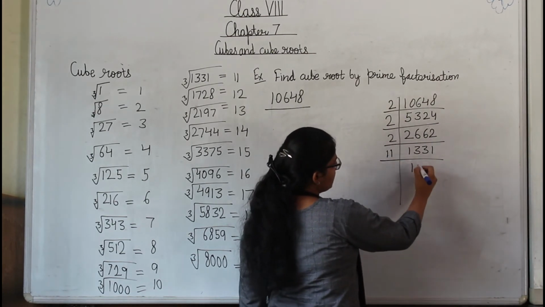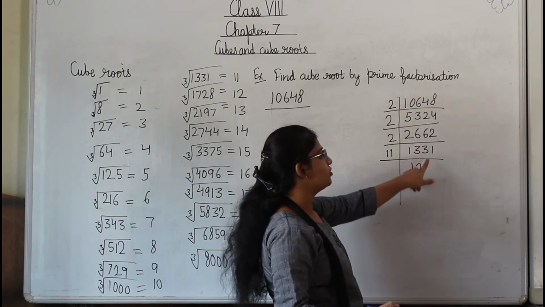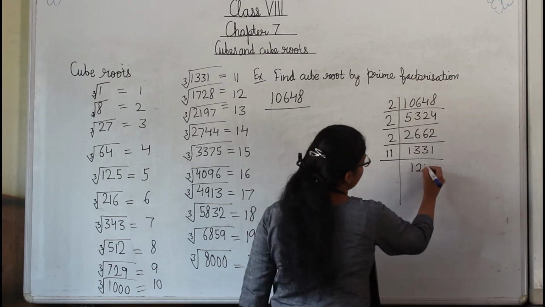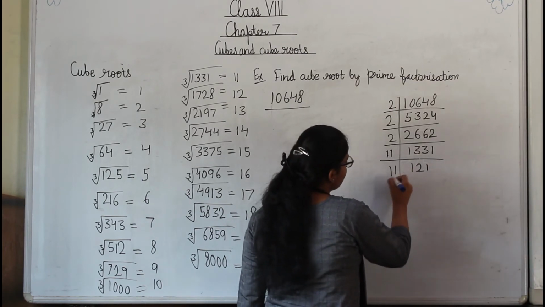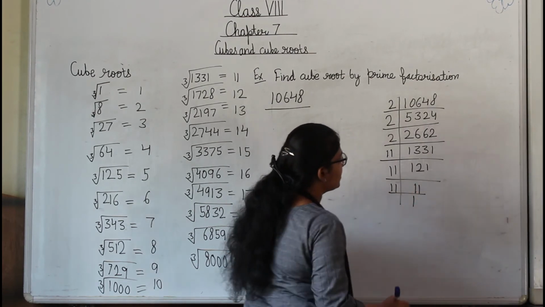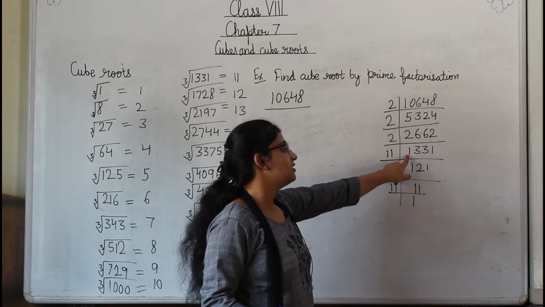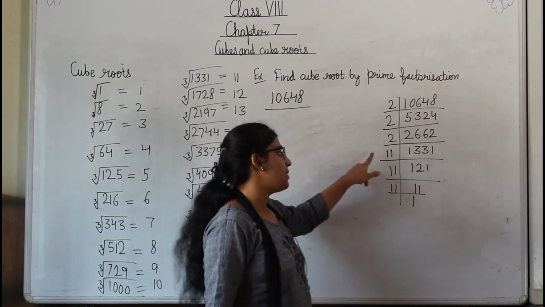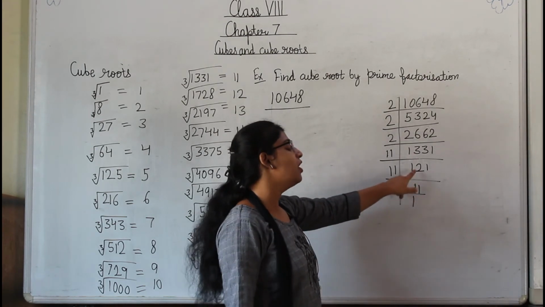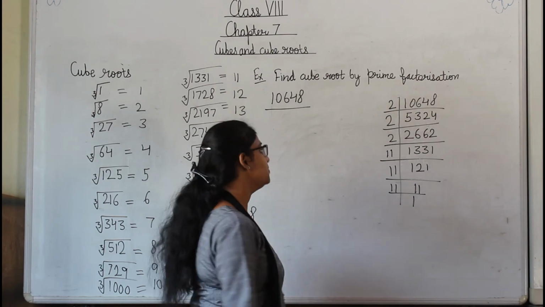So here 11 ones will be 11. Now it will become 23. So 11 twos will be 22. Then it will be 11. So here 121 we are getting. Again it is divisible by 11. We are getting 11. Like this, there can be the prime factors. You can check, students, by dividing 1331 by 11, you will be getting 121, and when you divide 121 by 11, you will be getting 11, and 11 divided by 11 is 1.